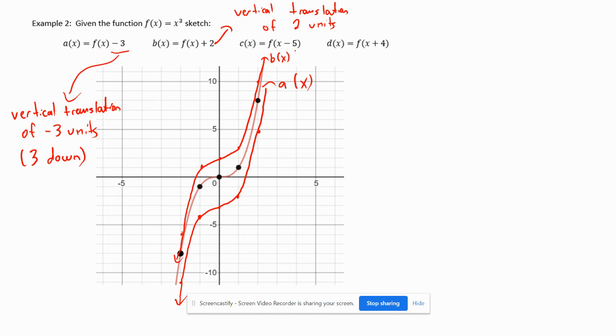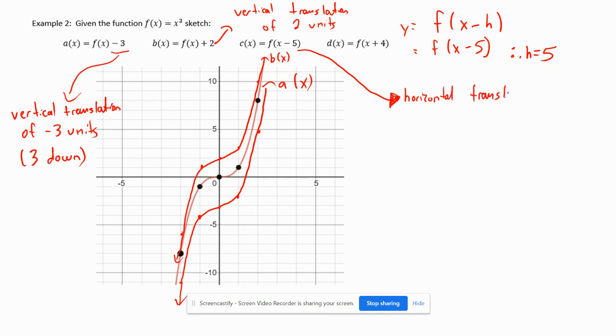Okay, here's where it gets a little bit confusing. What we talked about is that the horizontal translation is in this form over here, f of x minus h. So if I have f of x minus 5, this is saying if the form is x minus h and I have x minus 5, therefore h equals 5. So this means a horizontal translation of 5 units. Okay, over here. So it gets a little bit confusing. Even though this says x minus 5, this means we're going 5 to the right.